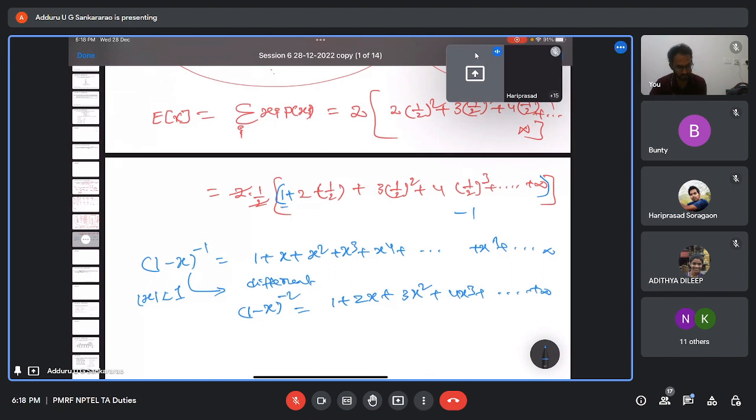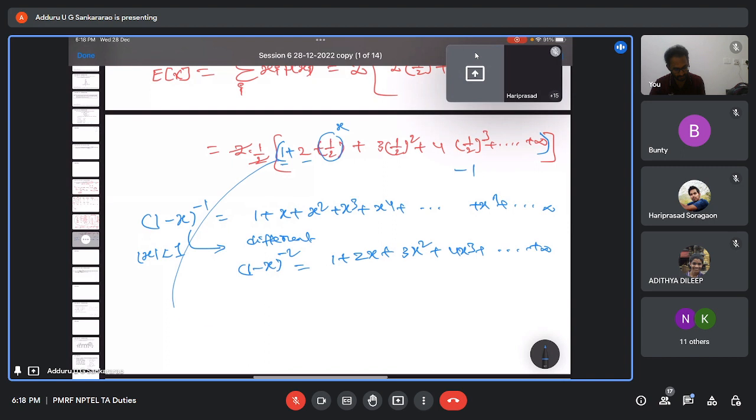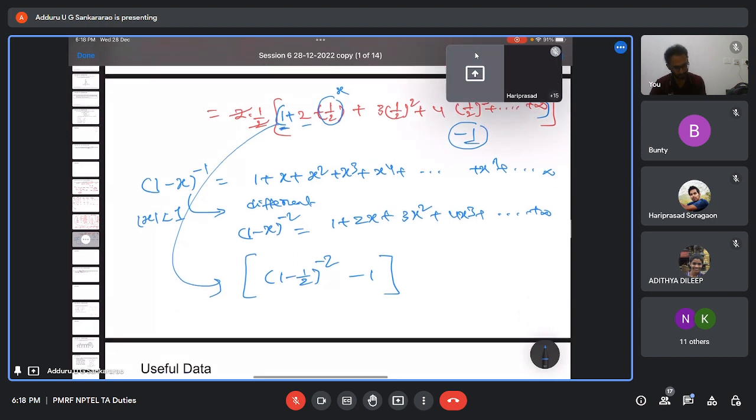1 plus 2 into, here let us say x is 1 by 2, 3x square, 4x cube plus so on up to infinity, right? So this I can write as 1 minus 1 by 2 power minus 2. That's why I added 1 and subtracted 1. This subtracted 1 is the extra that I'm writing, just to make it into that form. That's it. Now, what is this?